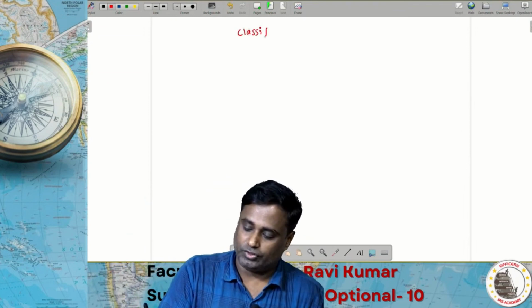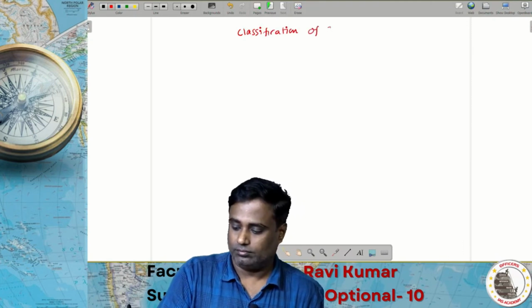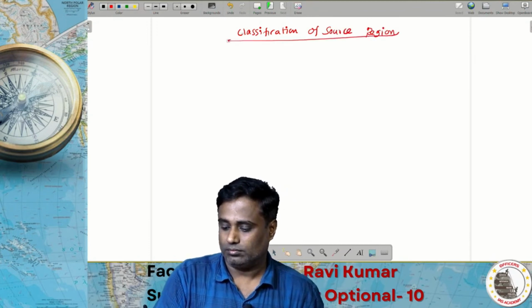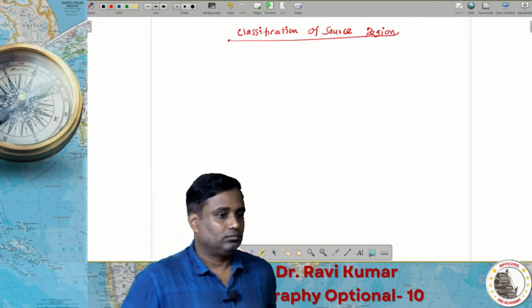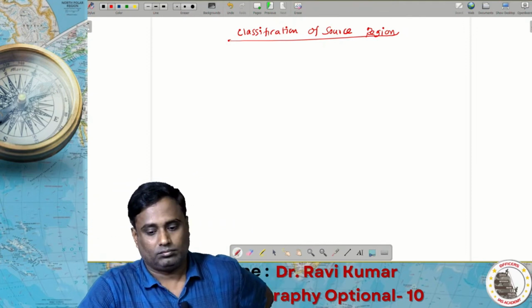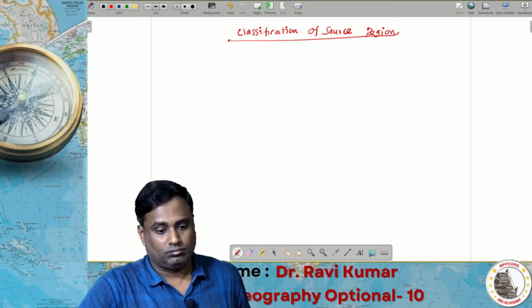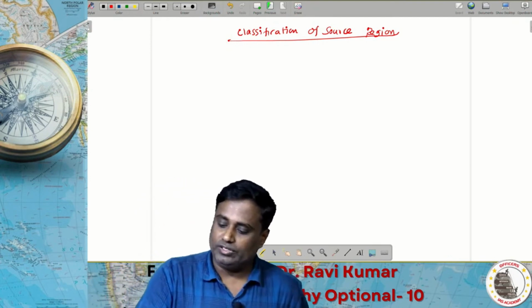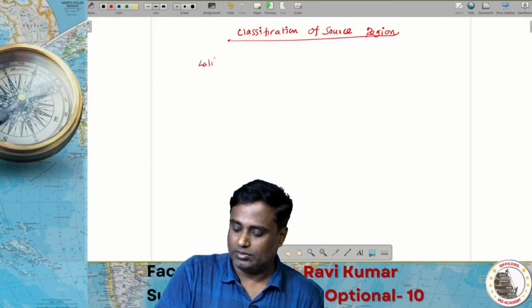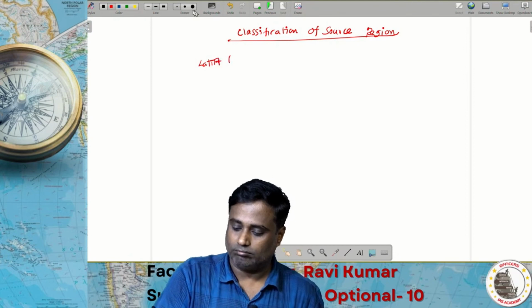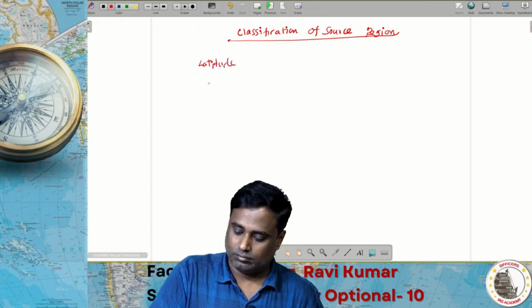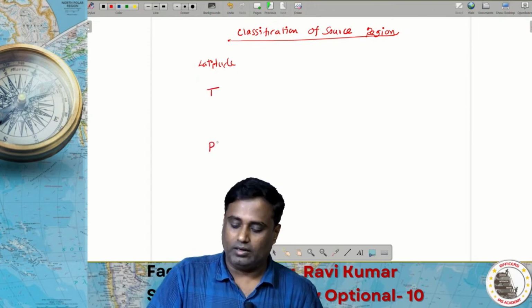Okay, source region classification. The source region may be classified by using the latitudes. First, by using the latitude, it's tropical and polar.